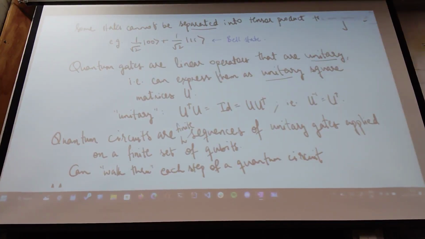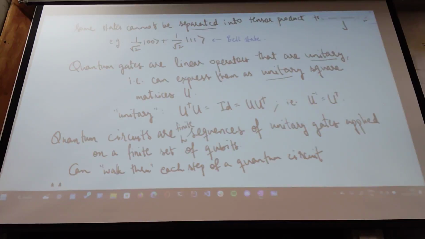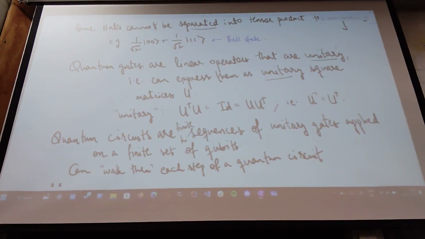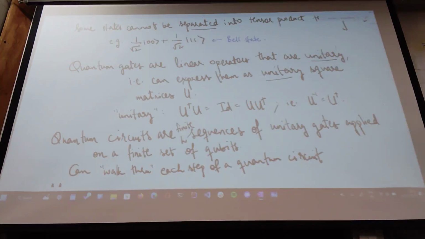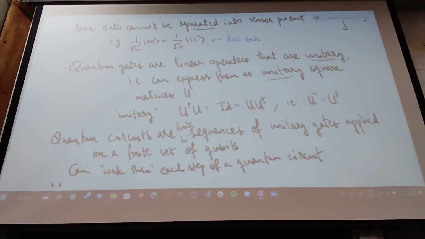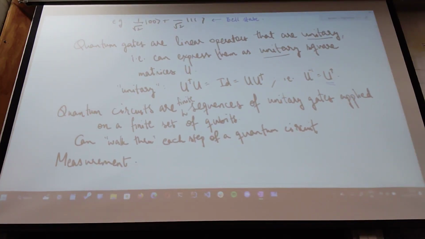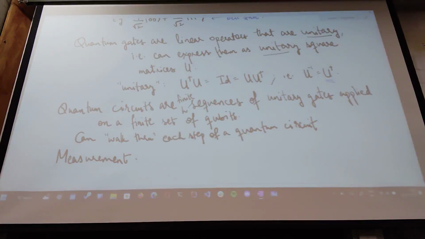Quantum gates are linear operators that are also unitary, and by unitary I mean its inverse is its conjugate transpose. So U inverse is U dagger, which we denote by this notation here. And what this means is you just take the transpose and you take the conjugate of every element.